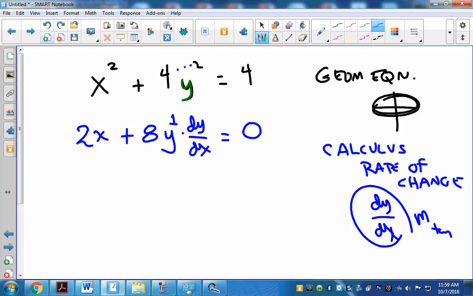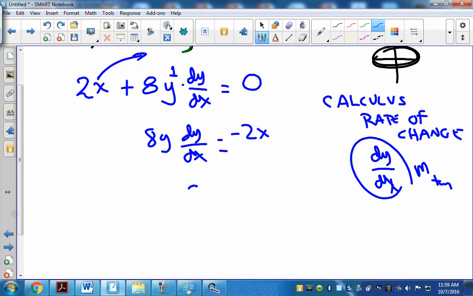So let's solve this for dy/dx. I would take the 2x and chuck it over. 8y dy/dx is equal to negative 2x. And now we're going to go ahead and divide by 8y. So dy/dx is equal to negative 2x divided by 8y, which cleans up a little bit, negative x over 4y.